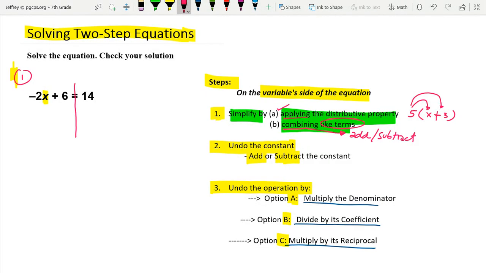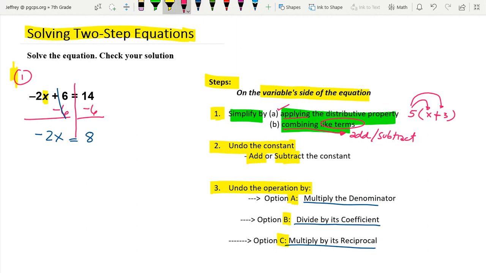Now, step 2 says undo the constant. Plus 6 is the constant. So we undo it. We do the opposite operation, so minus 6. Whatever you do on one side, you do on the other side. Then we simplify that. So we got 0. These are opposites. What's left is negative 2x is equal to, what's 14 minus 6? And that should give us 8.